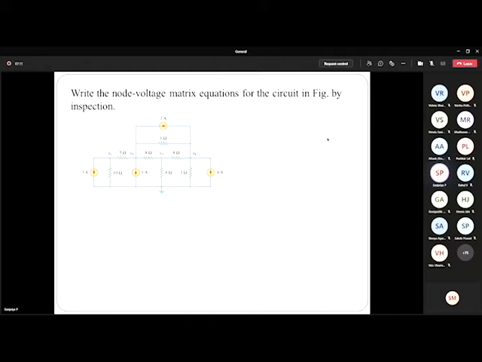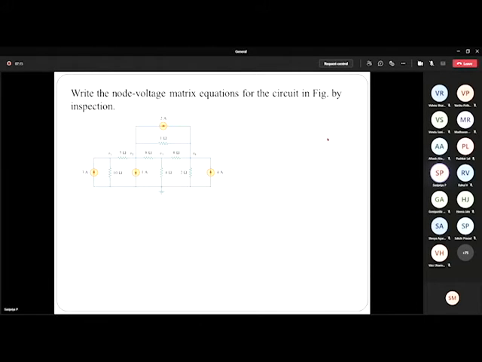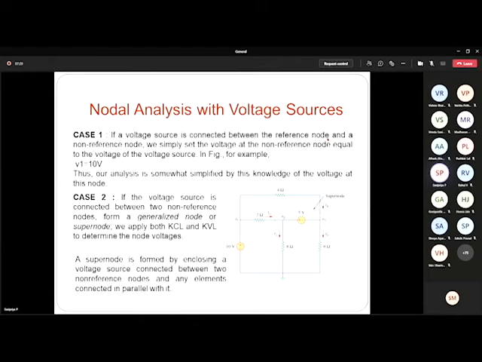So here also, since we are trying to write the current equation, if you have a voltage source present in the circuit, how do we proceed further? That is using supernodal analysis. So this is nodal analysis with voltage sources. If you have a voltage source in your circuit, how do we proceed?